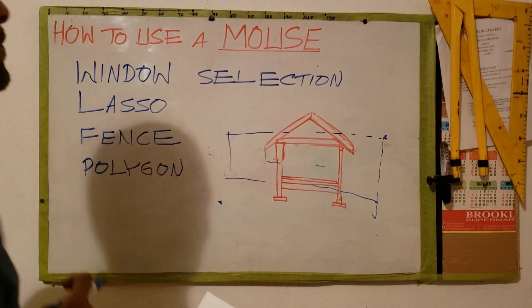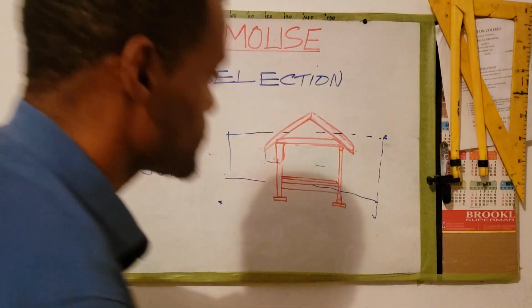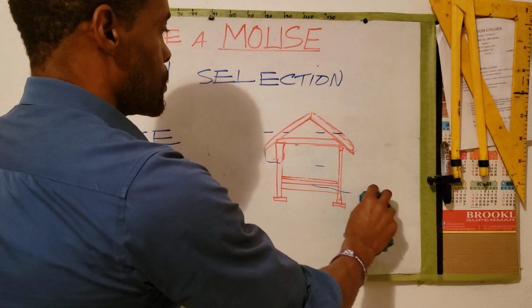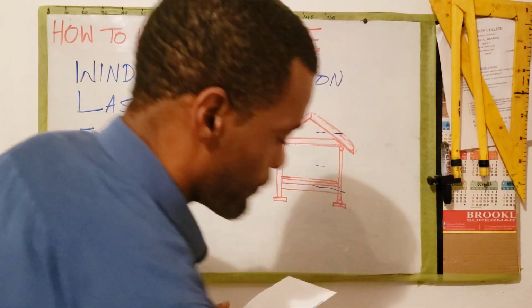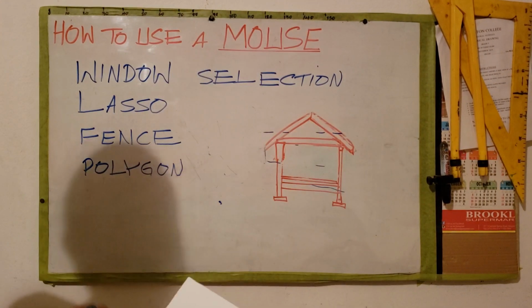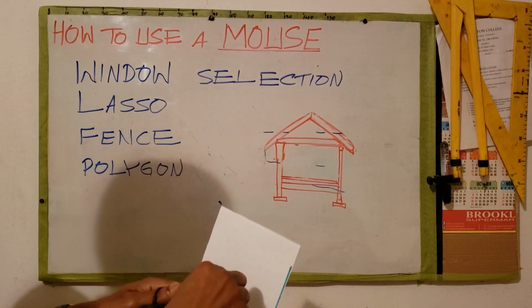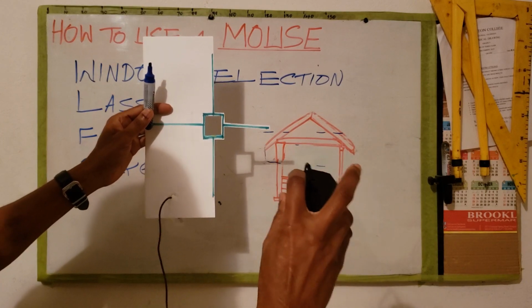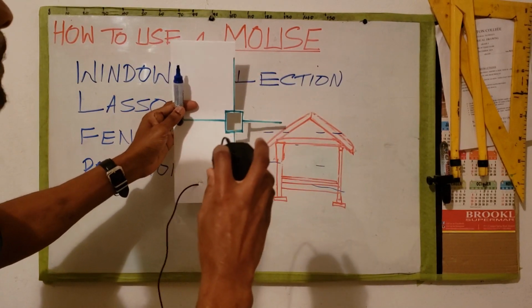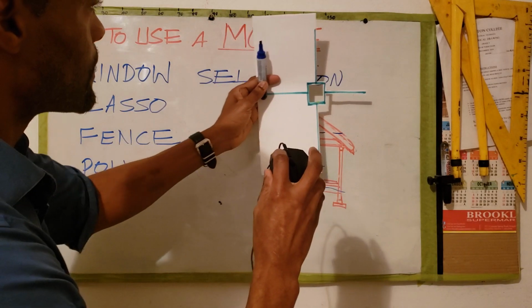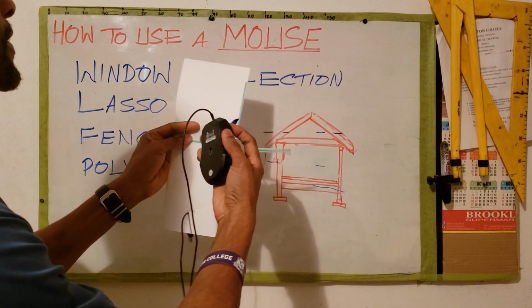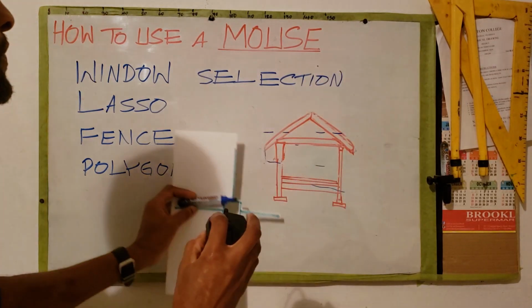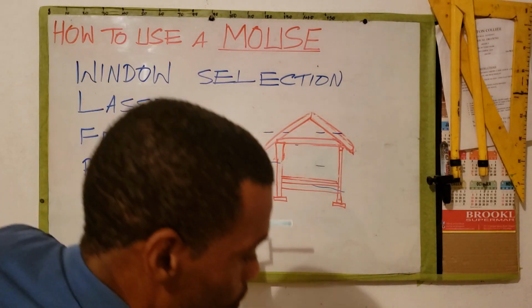Now, lasso. Lasso is a little different from window selection. Window selection creates a rectangular box. With lasso, you left click and hold. So you left click and you must hold down the mouse. You left click and move, and as you move, a pattern will be created. Yeah, left click and move.